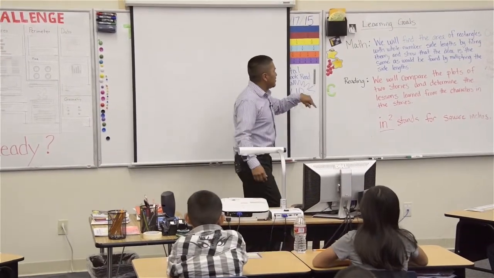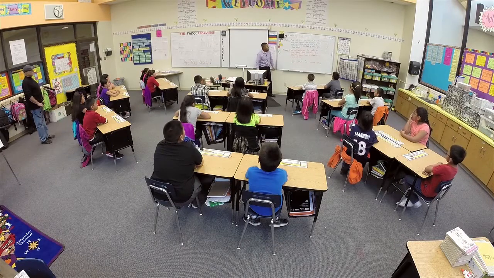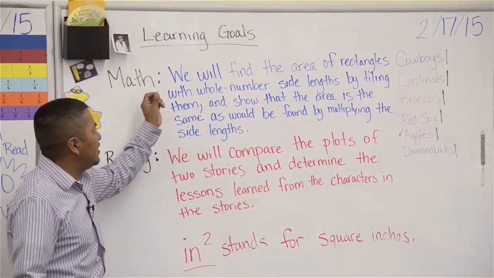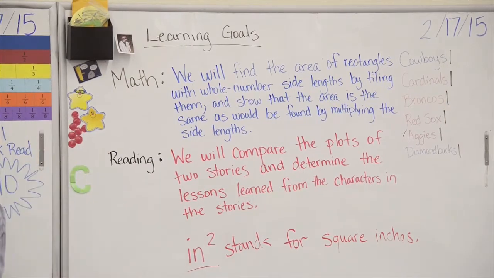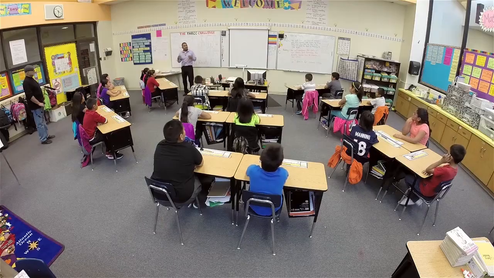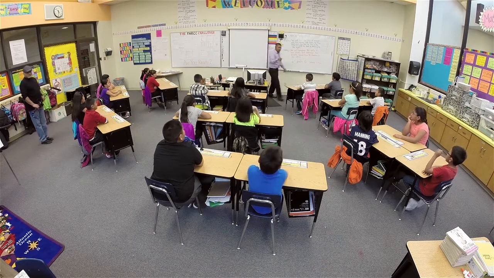Okay, so obviously we have to start off with our learning goal, okay? It says, we will find the area of rectangles with whole number side lengths by tiling them, okay? So let's look at this real quick. We will find the area, okay? So in order for us to be able to see what area is, we need to understand what it is first.